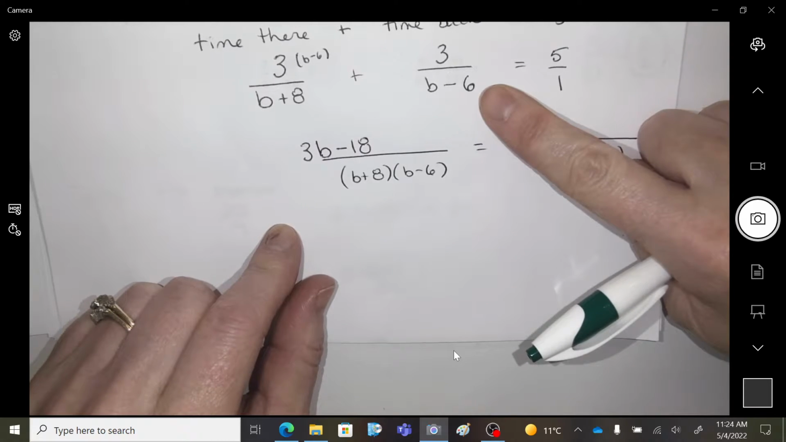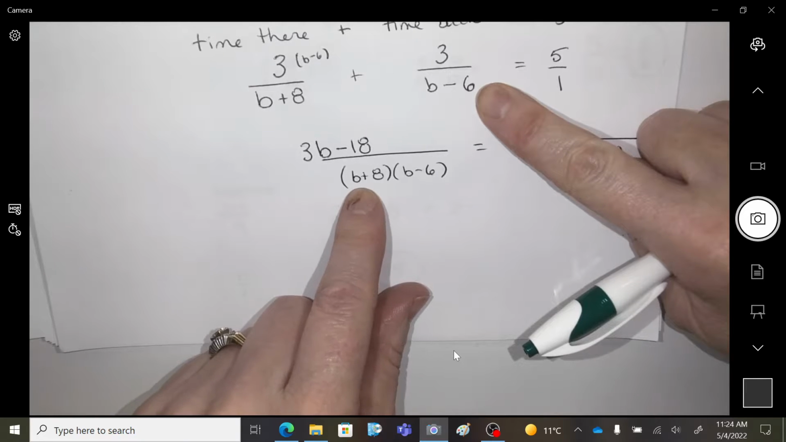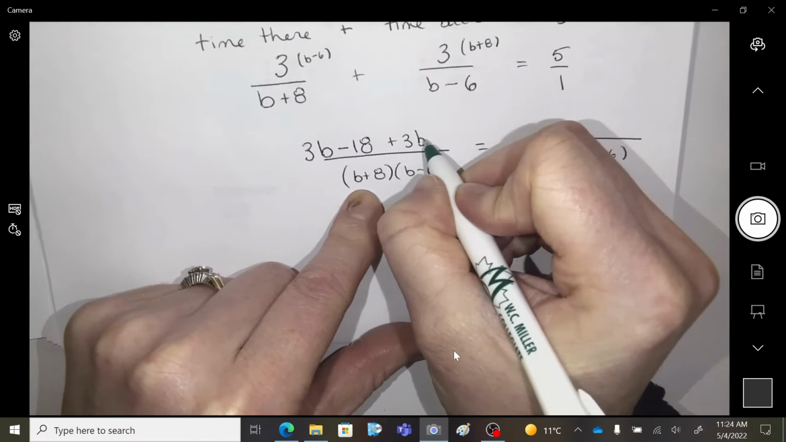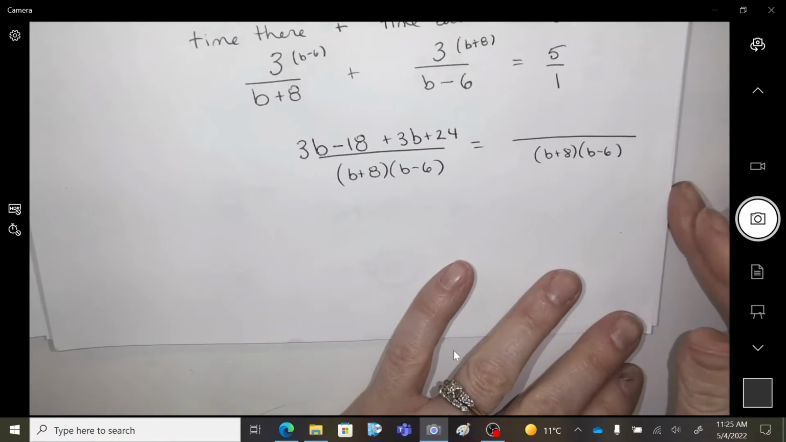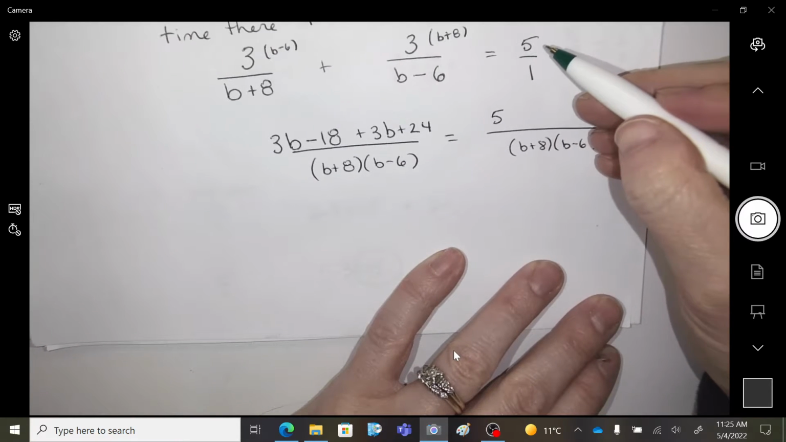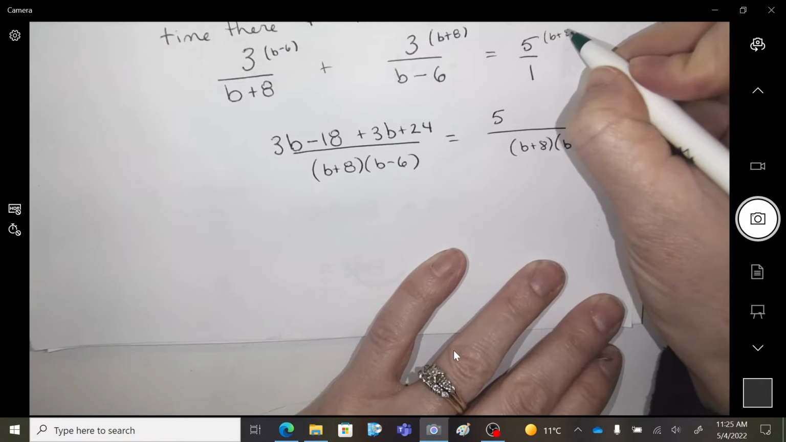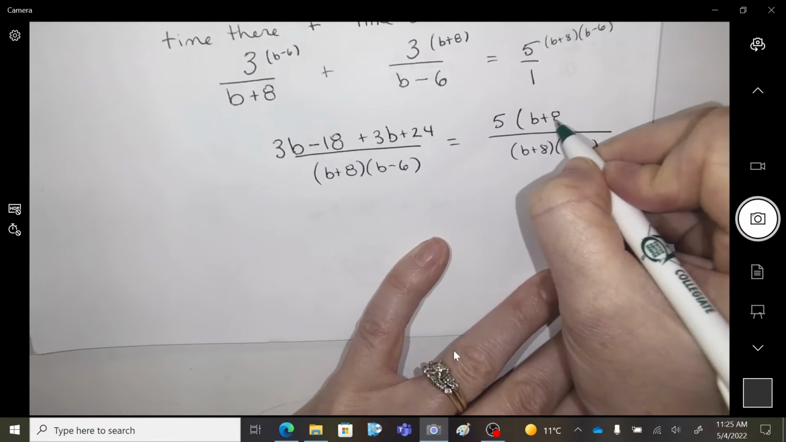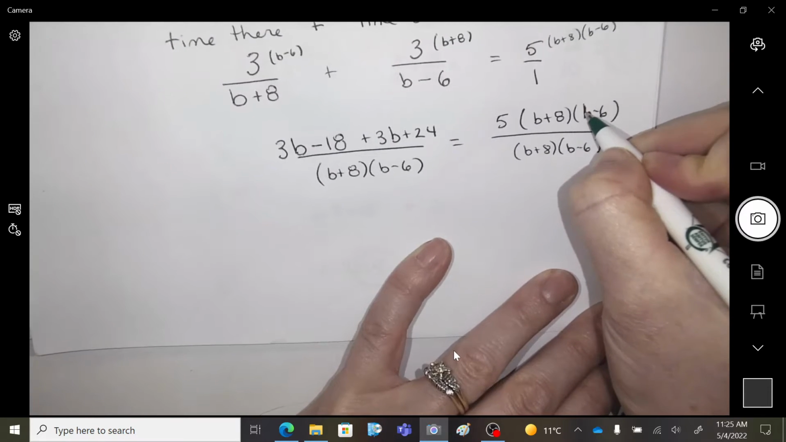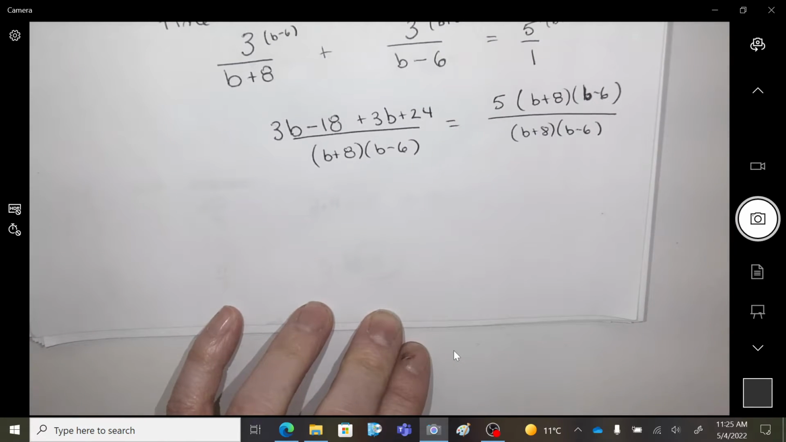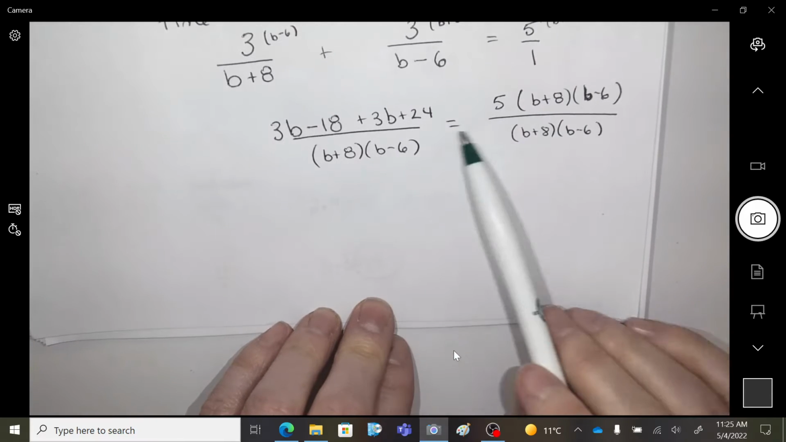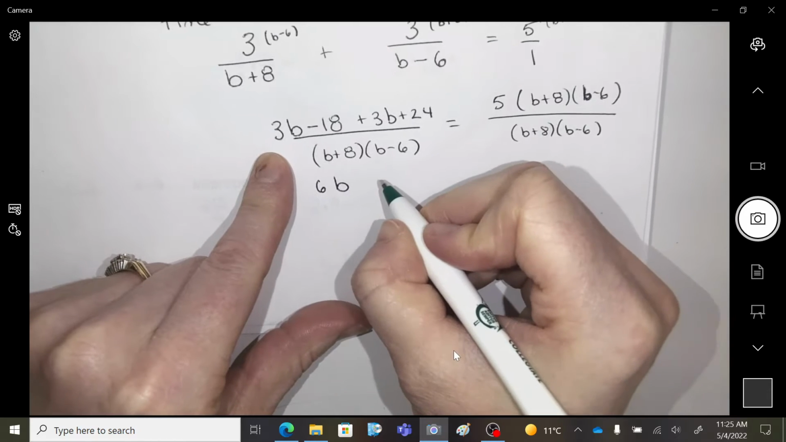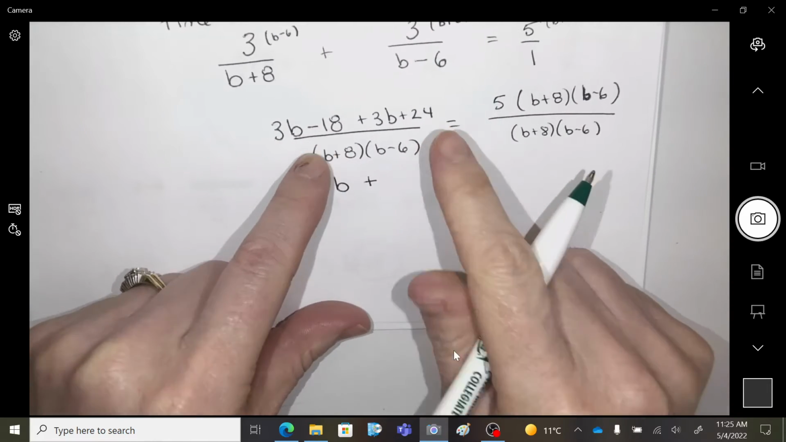Looking at the second fraction, what am I going to have to do to it? Multiply by b plus 8. So plus 3b plus 24. And what am I going to have to do to this fraction? I'm going to have to multiply it by both things, right? Do you see the bottom? So I'm going to have to multiply by both things. Ooh, I should not have picked a b. The b and the 6 are... Okay, at this point I'm dropping the bottom. So this top is 6b plus negative 18 and 24 makes 6.